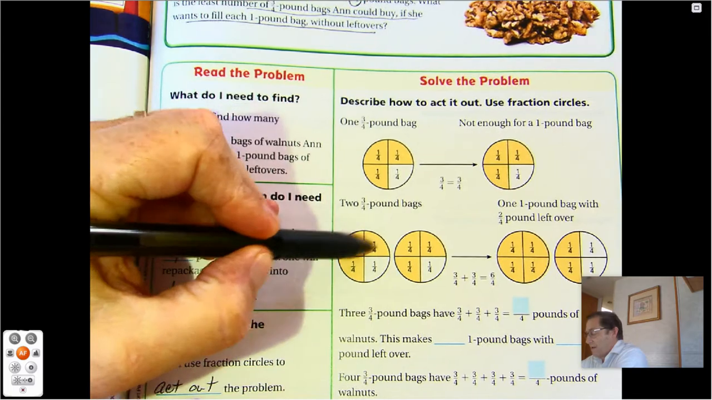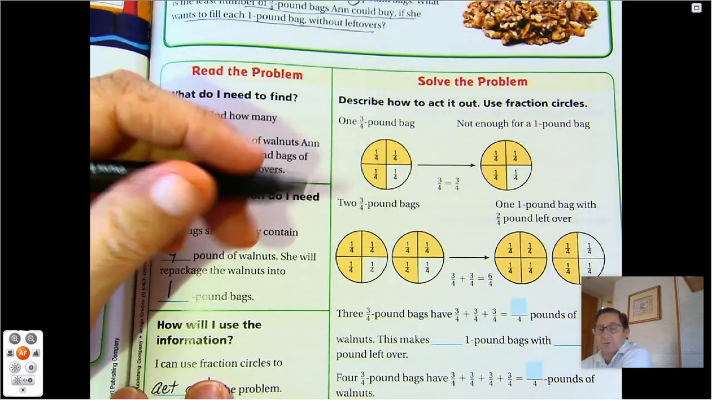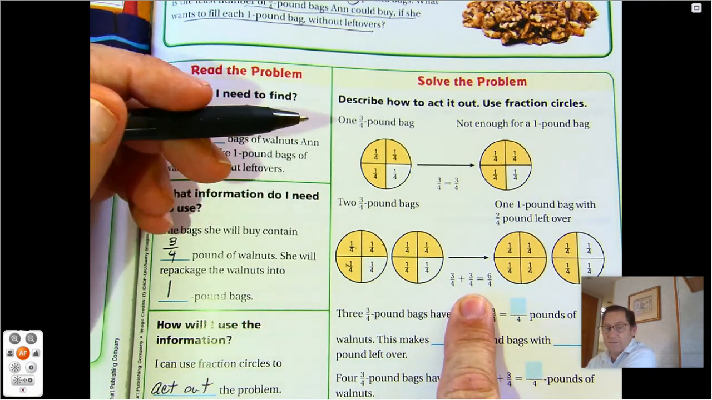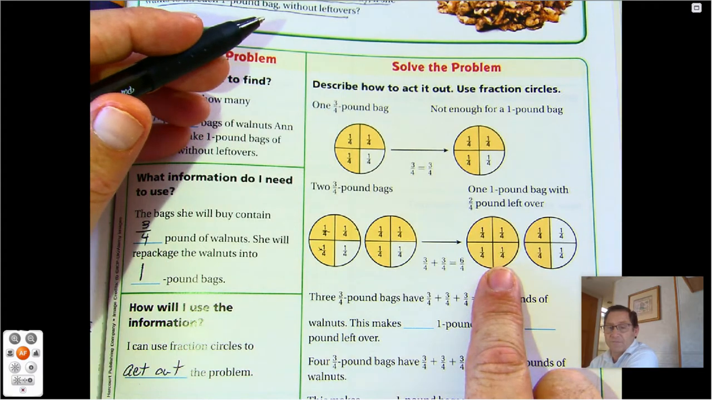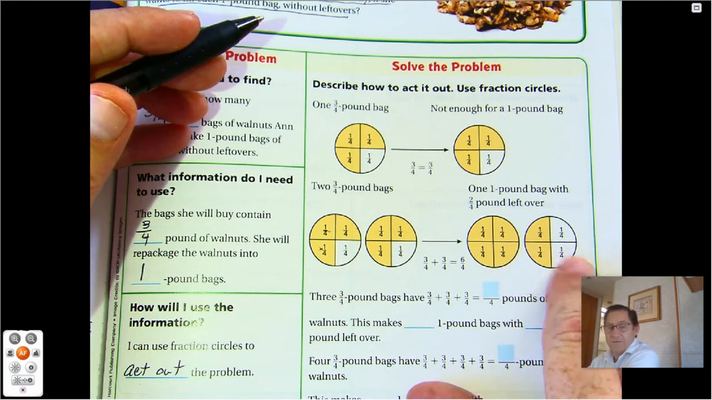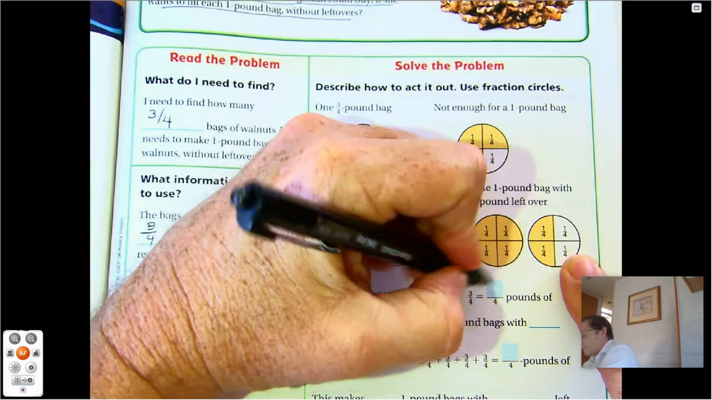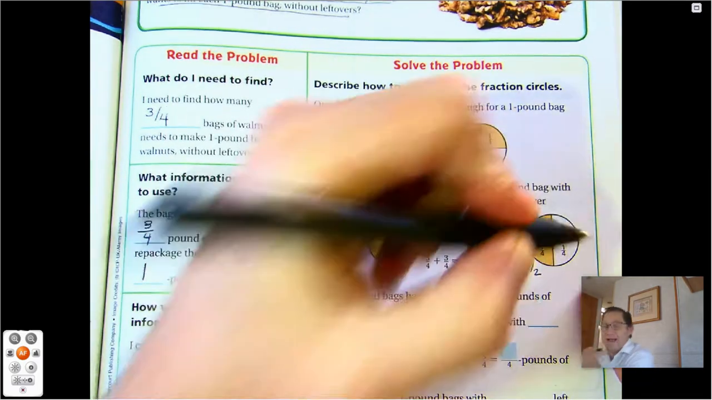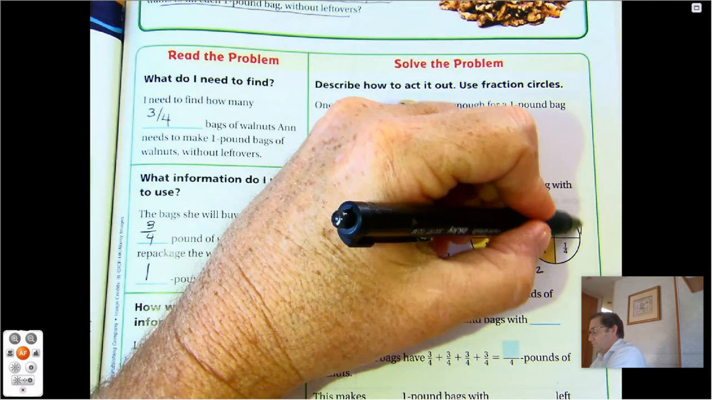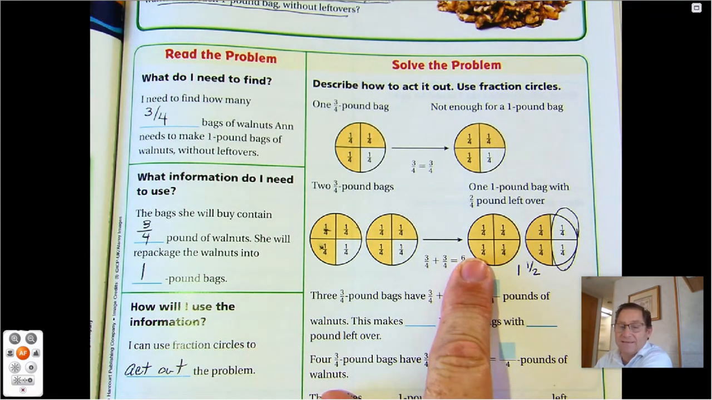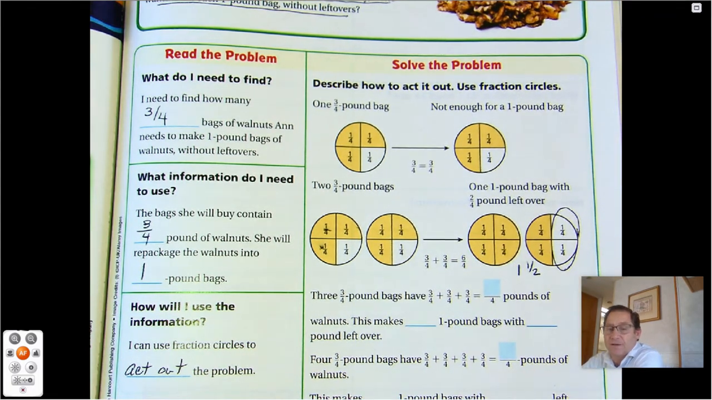And so I can show that by having two circles and shade in 3/4 of each one. And 3/4 plus 3/4 is 6/4. Well, 6/4 would be one whole and 2/4 of another. So that would be 1.5, right? Well, I do have one full bag, but I have half left over. So I need to add more 3/4 bags.